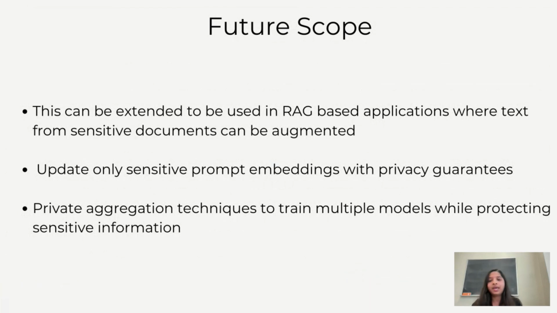So how can this be extended? This technique can now be applied to RAG-based applications to prevent data poisoning attacks and protect sensitive documents using RAG chats. There's ongoing research also to explore how sensitive prompt embeddings can be updated with privacy guarantees. Additionally, for training, a common approach is to use teacher models trained on distributed data, which helps preserve privacy during the learning process.